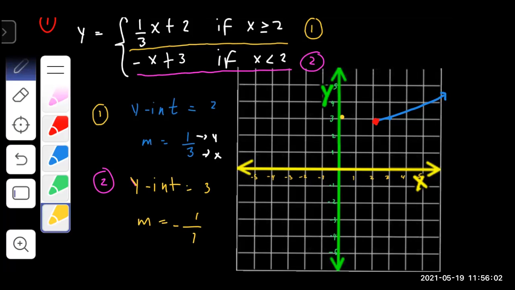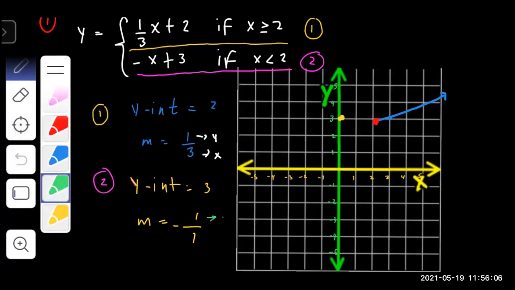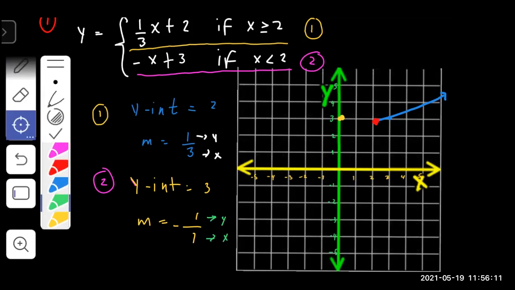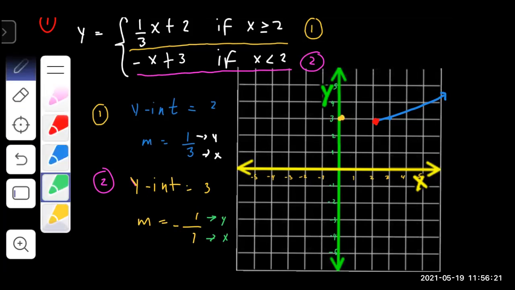I remind you guys, the slope is always a fraction. This is the y, and this is x, that's change in y and change in x. How many units should I move in y from this point? One. Up or down? Down, because it's negative. Correct. Okay, I move 1 unit down.